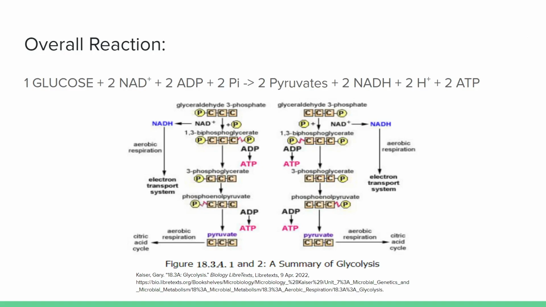1 glucose turns into 2 pyruvate, 2 NAD pluses are invested and reduced to create 2 NADHs, 2 ADPs plus 2 phosphate groups are invested, so 2 ATP are used to create 4 ATPs, netting a 2 ATP net gain.